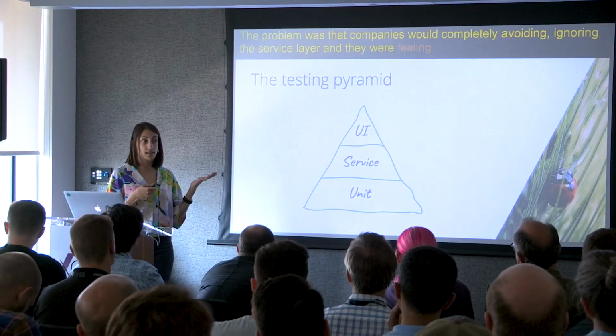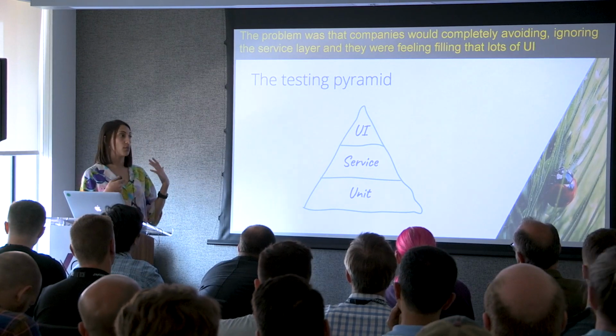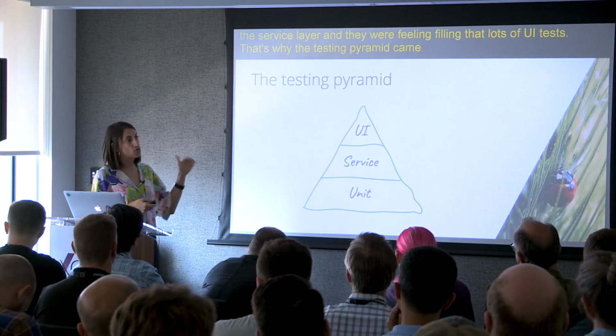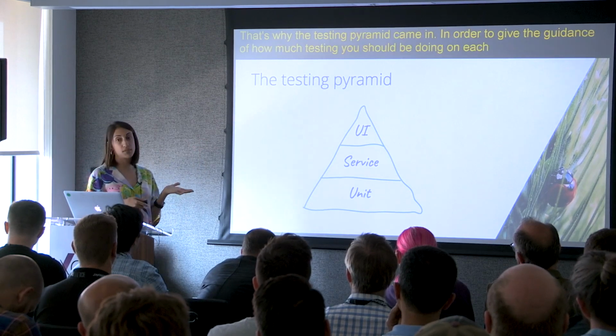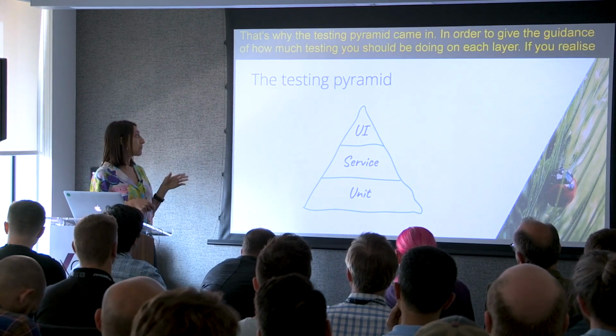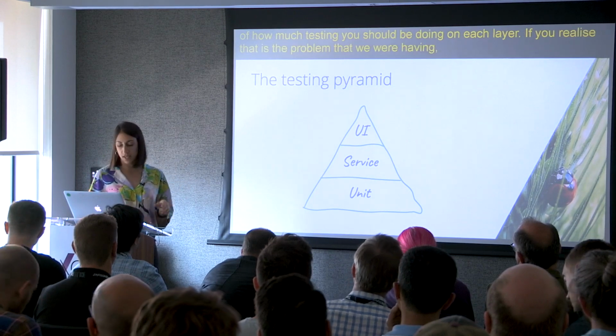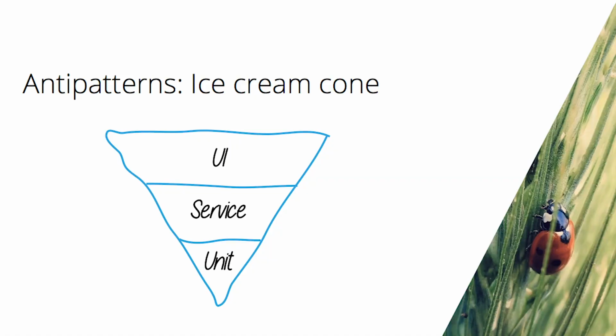So that's why the testing pyramid came in, in order to give guidance on how much testing you should be doing on each layer. And if you realize, this is exactly the problem that we were having: our testing pyramid didn't look like this one. It actually looked more like this one. So here, what you have is lots of UI tests, and we've already seen that testing extensively through the UI is very expensive. So this is a very well-known testing anti-pattern. It is called the ice cream cone or the inverted pyramid.